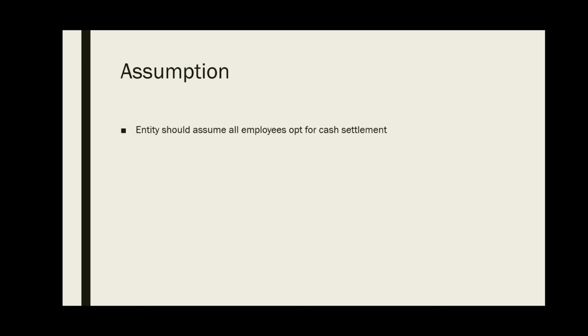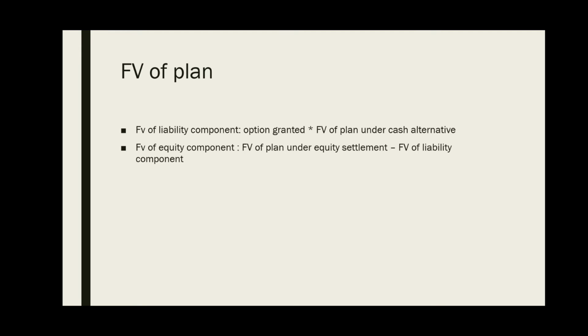We know the conservatism concept. In the conservatism concept they say that we have to show maximum liability. That means any liability that occurs in future needs to be recognized, that may be probable. So here we are recognizing the SBP liability account. So the fair value of the plan, fair value of the liability component, fair value of the equity component.